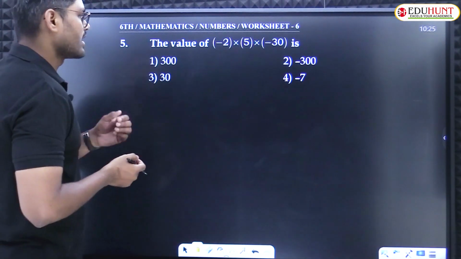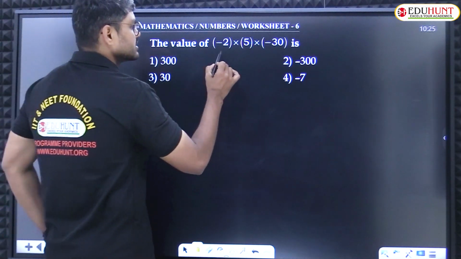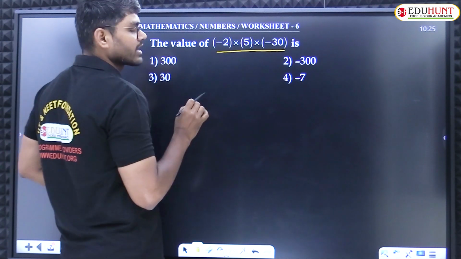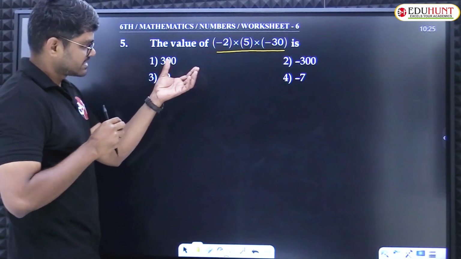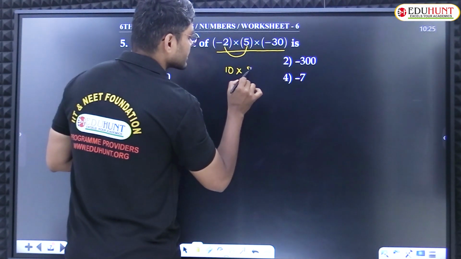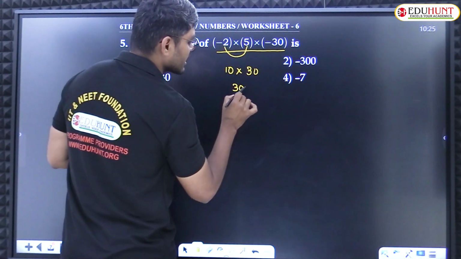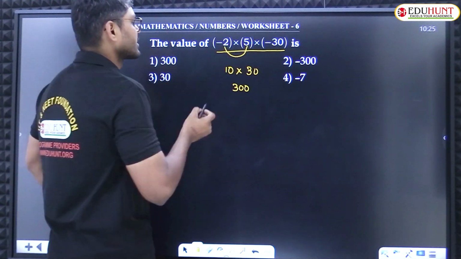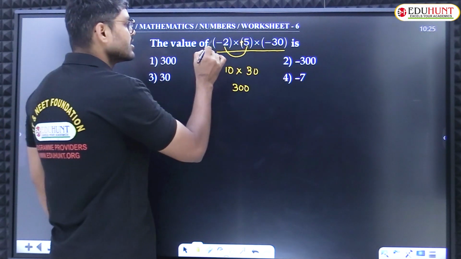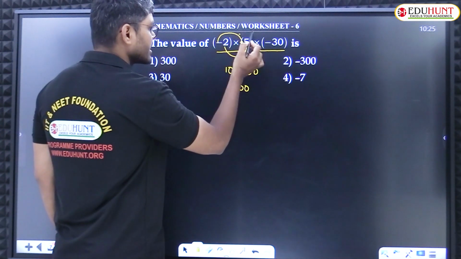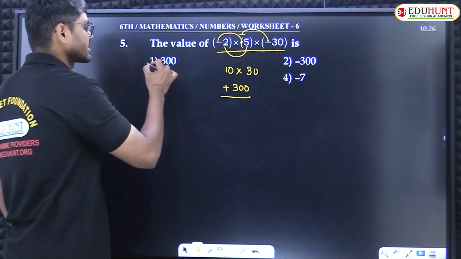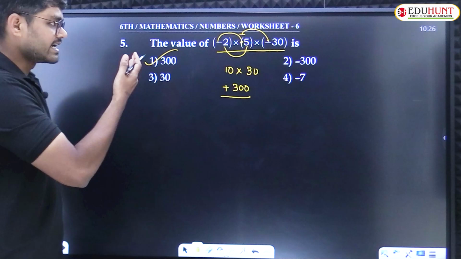Let's see the next one. The product of these three numbers we have to find. First find the product of the constant values. Here 2 into 5, 10 into 30. 10 into 30 is 300. Now multiply the signs. Here my 5 has a plus sign. If no sign is there, that means plus sign. Minus into plus, minus; minus into minus, plus. So the answer is plus 300. Okay, let's see the next one.